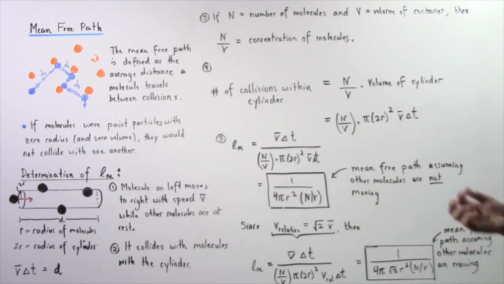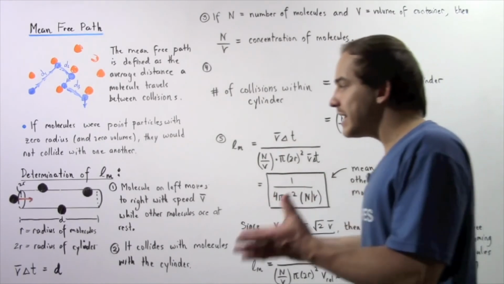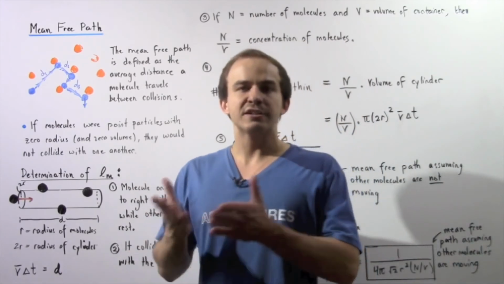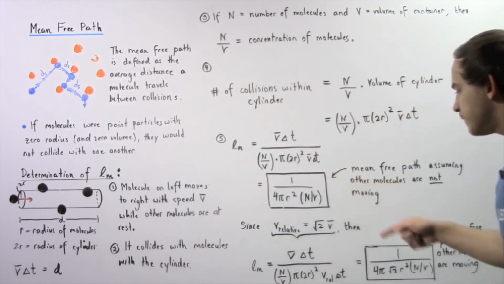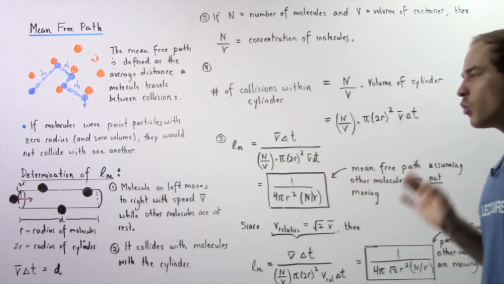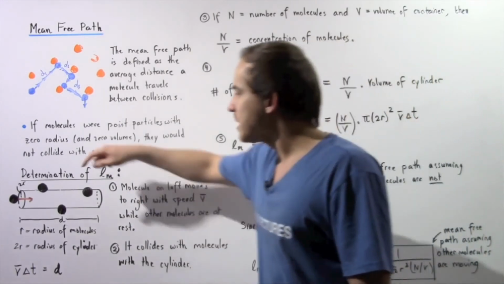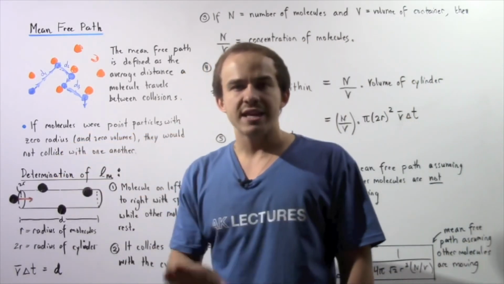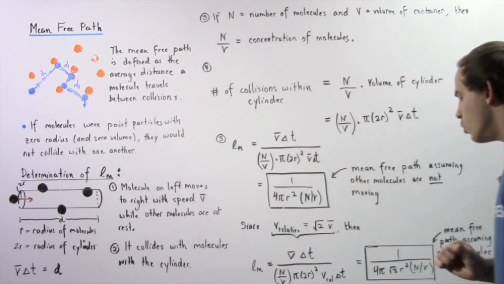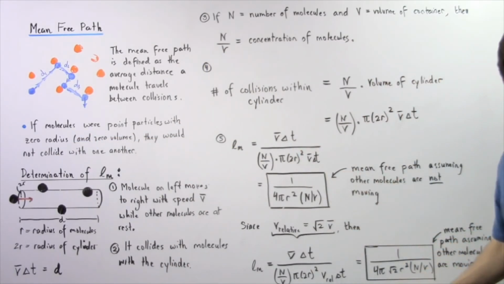This is the equation that gives us the mean free path, assuming that the other molecules within our container are in fact moving. So we have two different equations. One equation works as long as we assume that these molecules are stationary, but if they're moving, we have to use this equation.